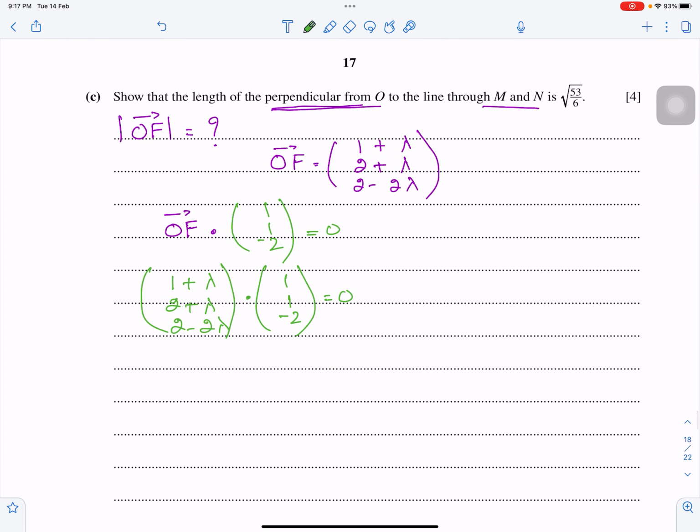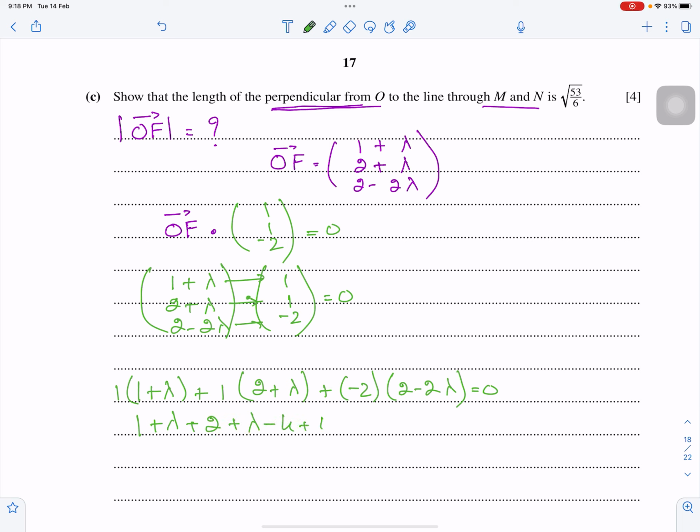You know how to apply the dot product: this into this, plus this into this, plus this into this. So I get 1 plus lambda times 1, plus 2 plus lambda, minus 2 times 2 minus 2 lambda. Now I will simply expand it and solve to get the value of lambda. So 4, 5, 6, it will be 6 lambda minus 1 equals 0. So lambda equals 1 over 6.